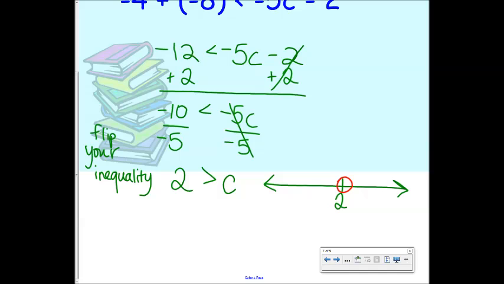So remember, when your variable's on the right side, you can't use the sign to tell you which direction to go quite the same way. It's not just going to point in the right direction. You've got to kind of turn it around. All right, go ahead and try these 4 at your boards.